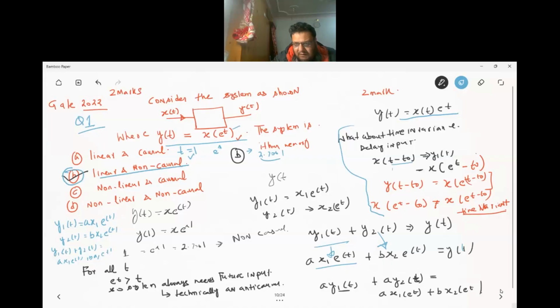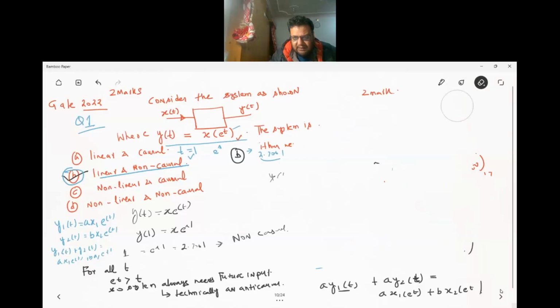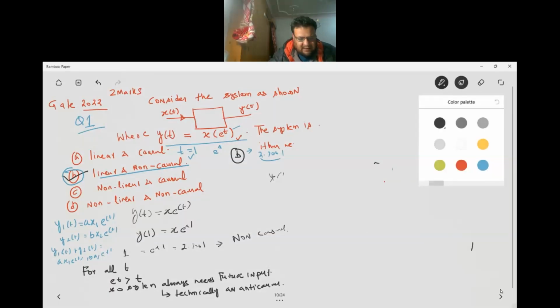Now suppose the example was this: y of t was equal to x of t times e power t. Here you notice this is a different system, so you have to keep in mind the parentheses in the bracket, which are very important. Now I'll rub this part down and explain it, because this was asked for 2 marks. It's not necessary that the same question repeats, yet it needs a little bit of application.